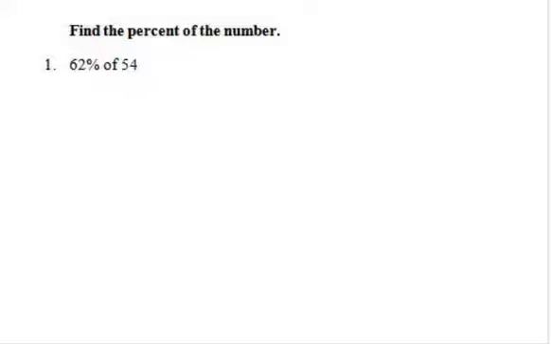So 62% of 54. When we find a percent of a number, the first thing is the word "of" means to multiply. So we're multiplying something times 54. What are we multiplying times 54? 62%. The only thing is we don't multiply by a percent, so we change our 62% to either a fraction or a decimal.